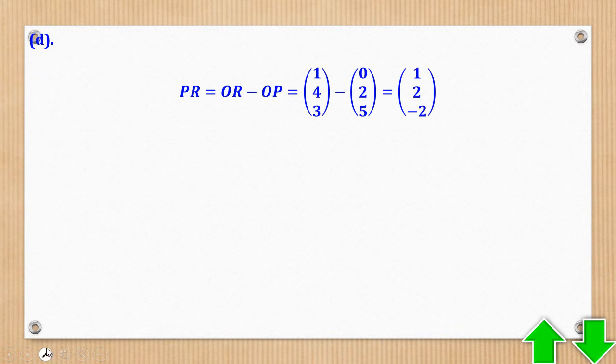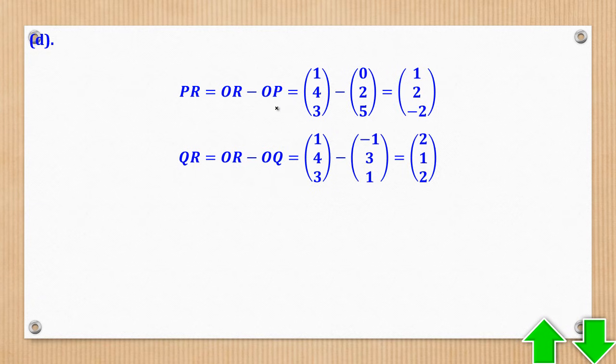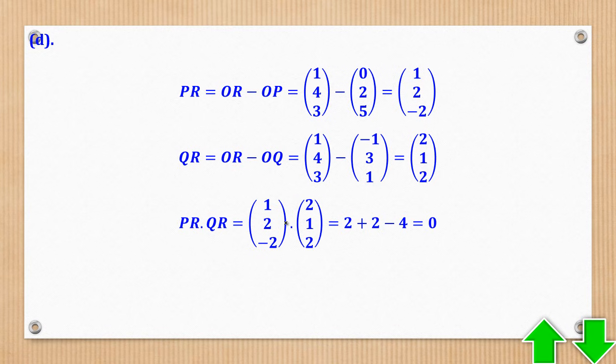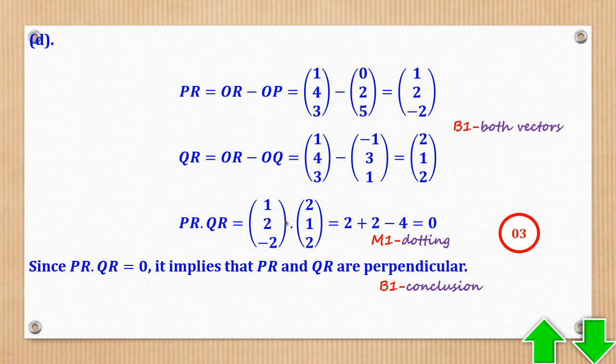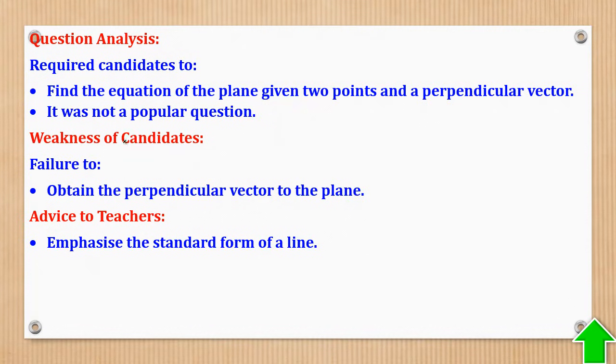So first get PR, which is OR minus OP. Then also get QR, which is OR minus OQ. Then for perpendicular, dotting should be equal to 0. Then we can conclude that they are perpendicular. And that's what they wanted.